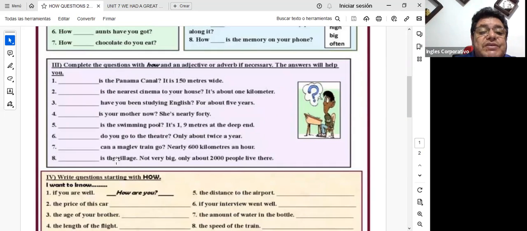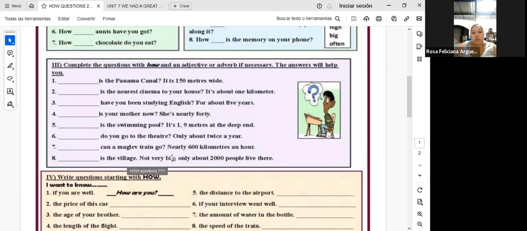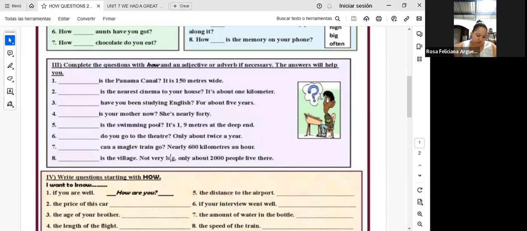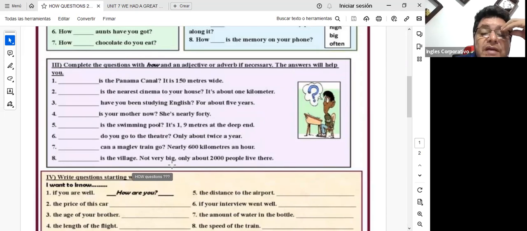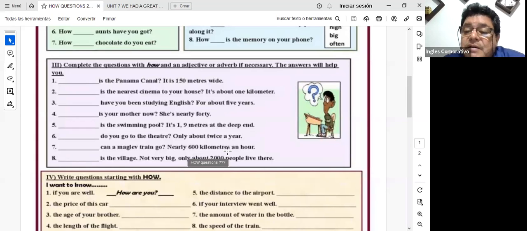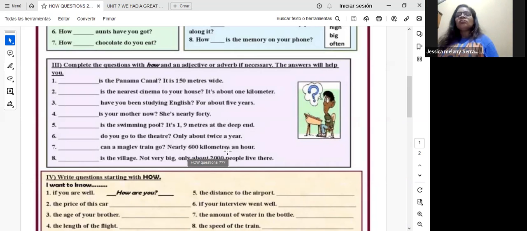Is the village not very big? Only about 2,000 people live there. How big? Exactly, how big? For example, I ask you, how big is San Salvador? You say San Salvador is very big. How big is Santa Tecla? How big is Ilopango? Okay, no problem.